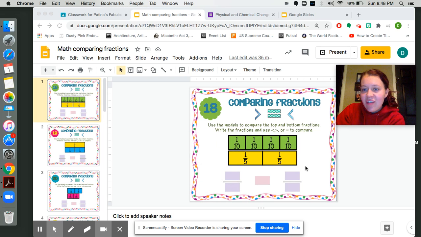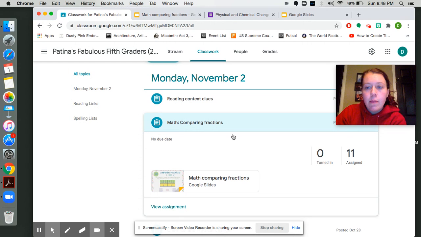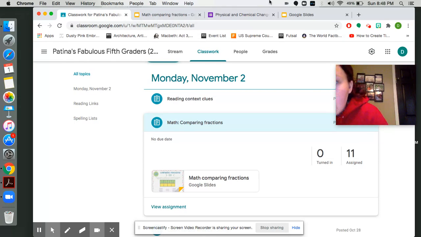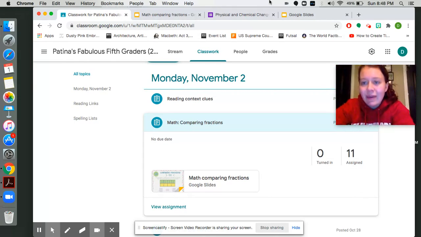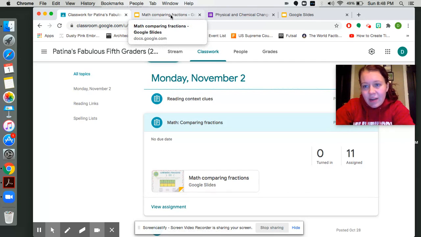All right, here is your math assignment for Monday, November 2nd. It was called Math Comparing Fractions. So each day this week, fifth graders, I'm just going to be reviewing a math concept when it relates to fractions. So we're going to spend today just talking about comparing fractions. And then if I feel like you guys are good with that, then we'll move on to adding and subtracting fractions and doing mixed numbers and everything that we were leaving off on when we were at school last week.